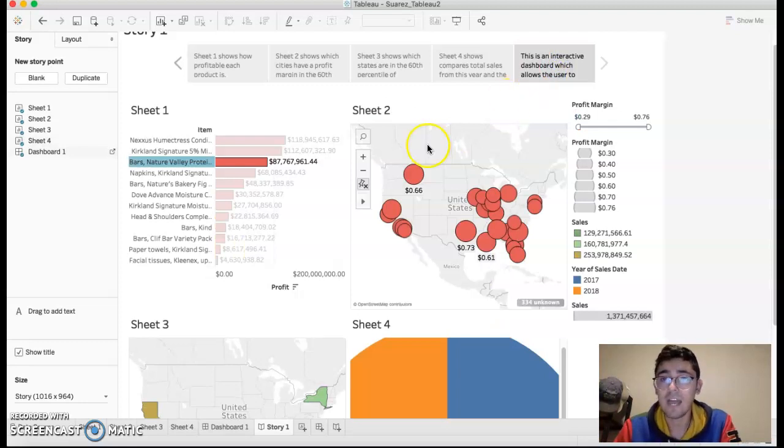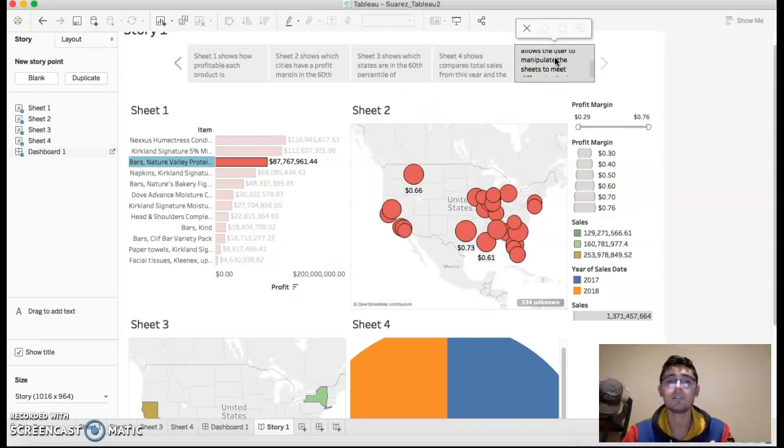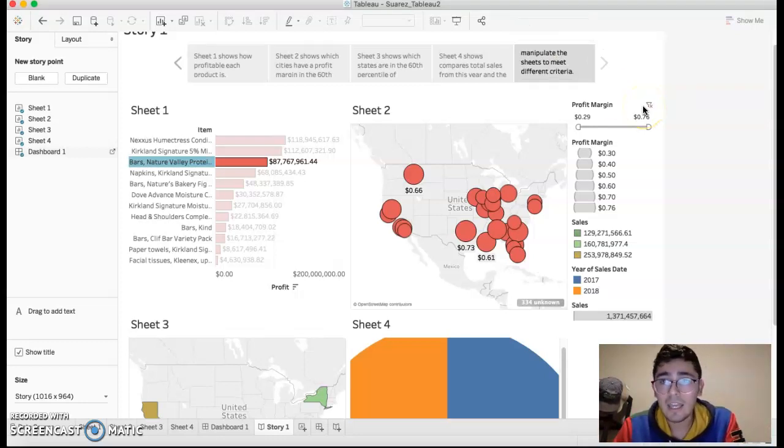It was just the interactive dashboard for users or business owners to have readily accessible for them to manipulate certain filters or requirements and whatnot. So yeah, that is my Tableau project.